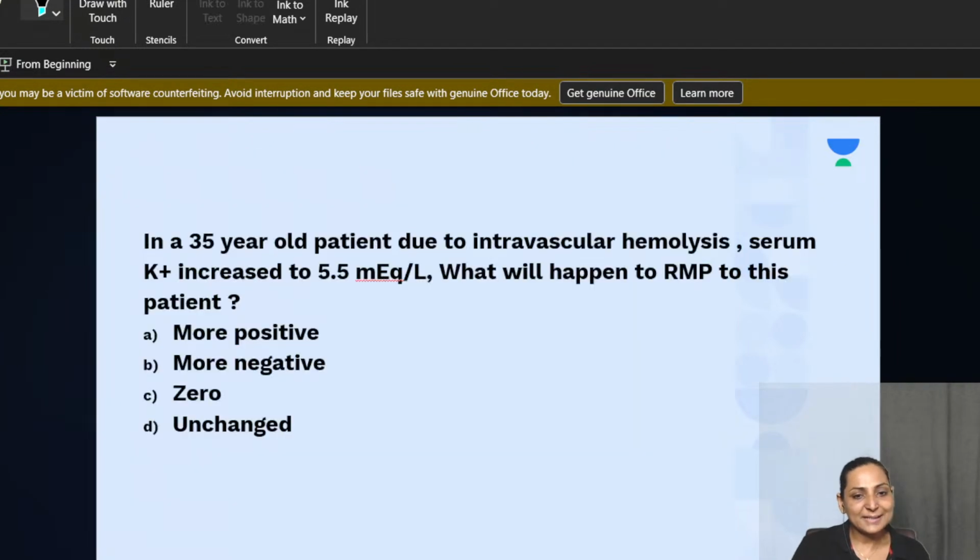Now moving on, the next very important ion where questions come is the potassium ion. If you remember, this question was a part of INICET. The question says: a 35-year-old patient with intravascular hemolysis, serum potassium has risen to 5.5. What will happen to its RMP? More positive, more negative, zero, or unchanged?